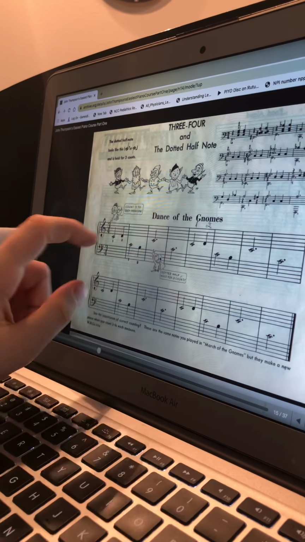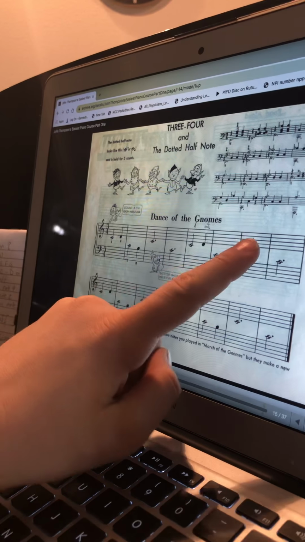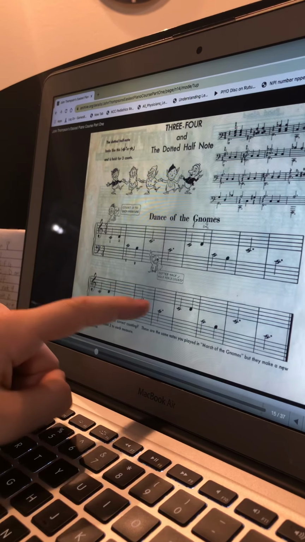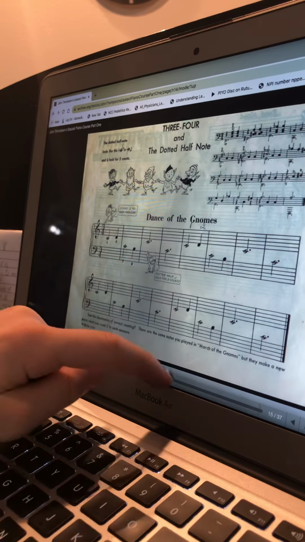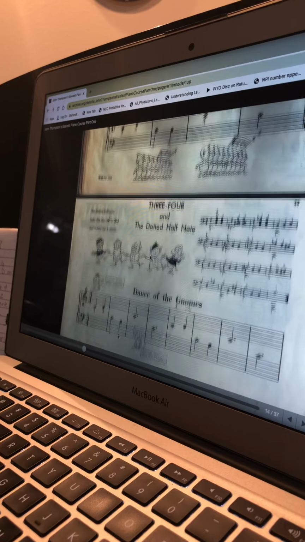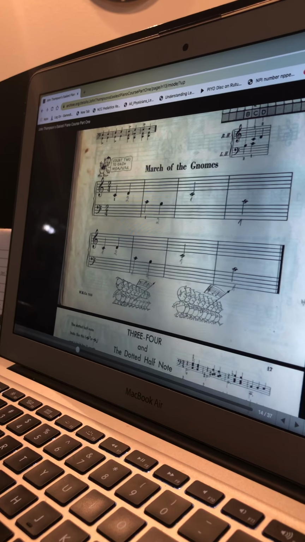But look. Boop, boop, boop, boop. They're all repeating in a giant pattern of four. And you also might notice that in March of the Gnomes, it's repeating in patterns of two.